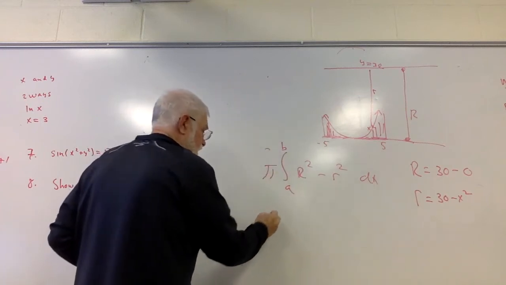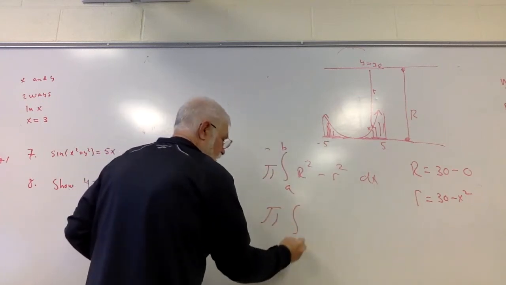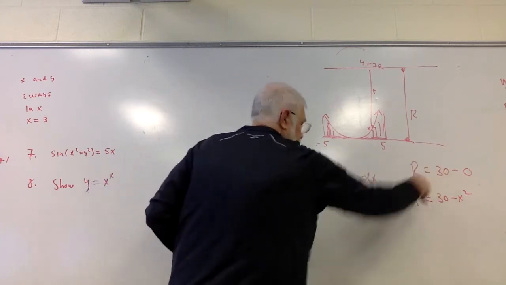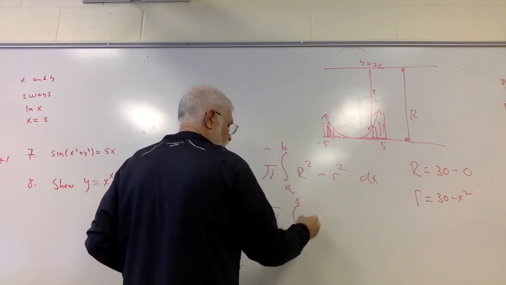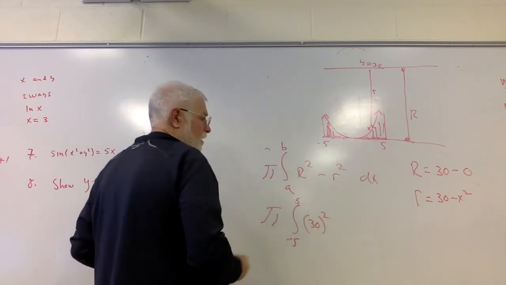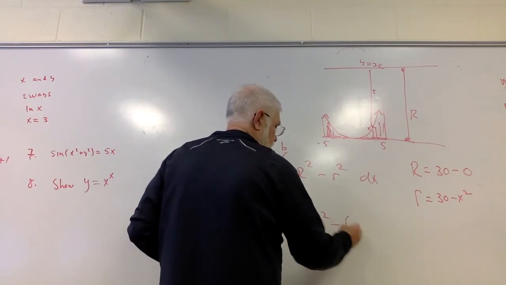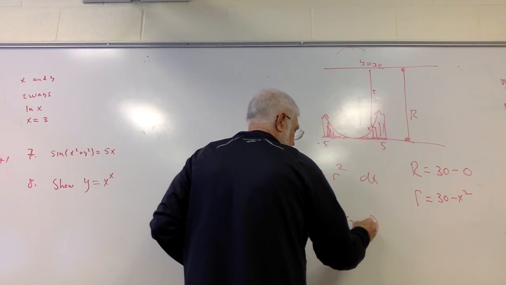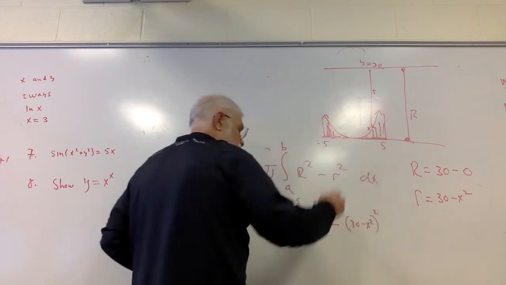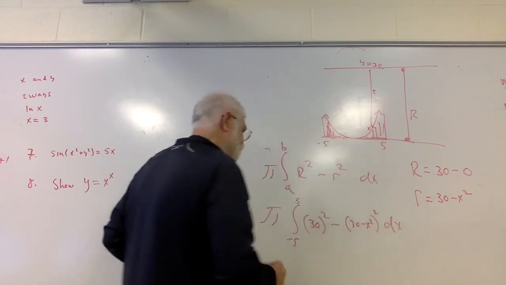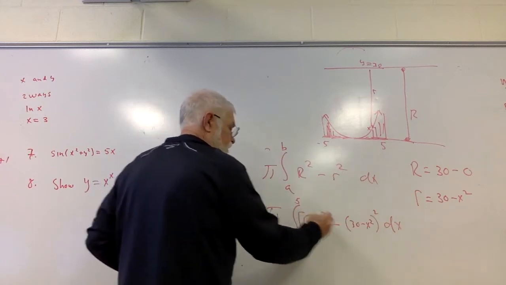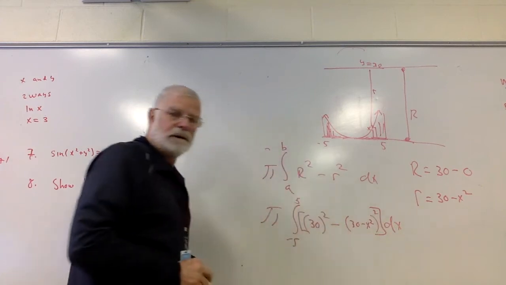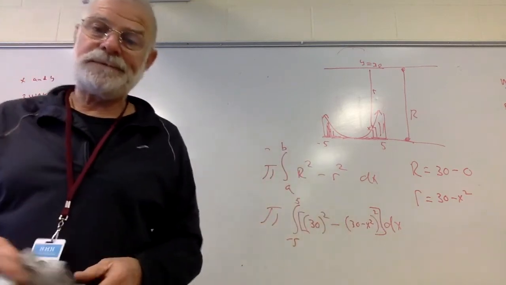Okay, so I think we're ready to say pi from -5 to 5. Big R, let's just say 30. Big R squared, 900 if you want to say that, minus little r, good thing for parentheses here, little r, 30 minus x squared. We've got to remember to square it. And it's in terms of dx. There we go. Let's put that in brackets, because this binomial term is distributed. The numerics of that is necessary.